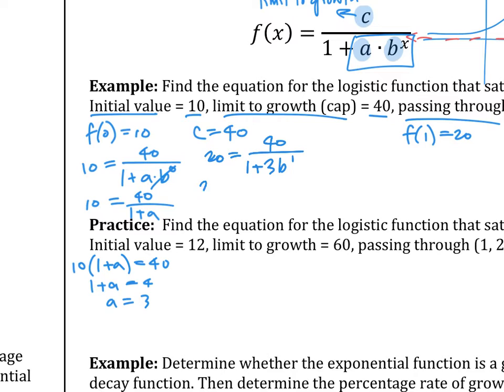So again, we're going to multiply both sides, or cross multiply. And again, this one is easy enough that you don't want to distribute the 20. You just want to divide by 20. So 1 plus 3b is 2. Subtract 1 on both sides. Oops. 3b is 1, so b is equal to 1/3.